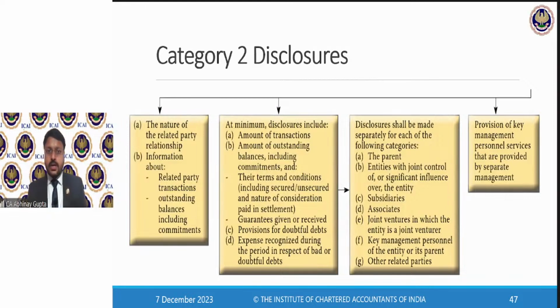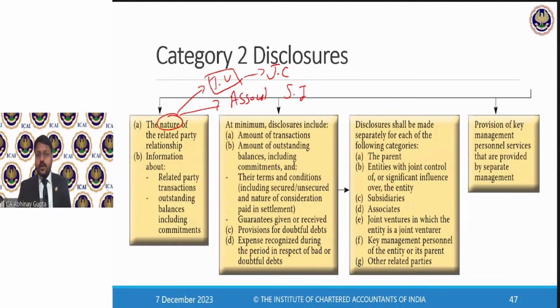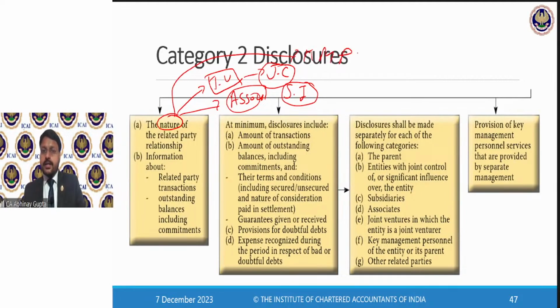Now, what else is required under category 2? Nature of the relationship. For example, if I have a joint venture, then JV is the relationship. If I have an associate, then significant influence is the relationship. For JVs, joint control is the relationship, right? For associate, significant influence is the relationship. For KMP, KMP is the relationship basically, right? And for relatives of the KMP, again, the KMP relative is the relationship.